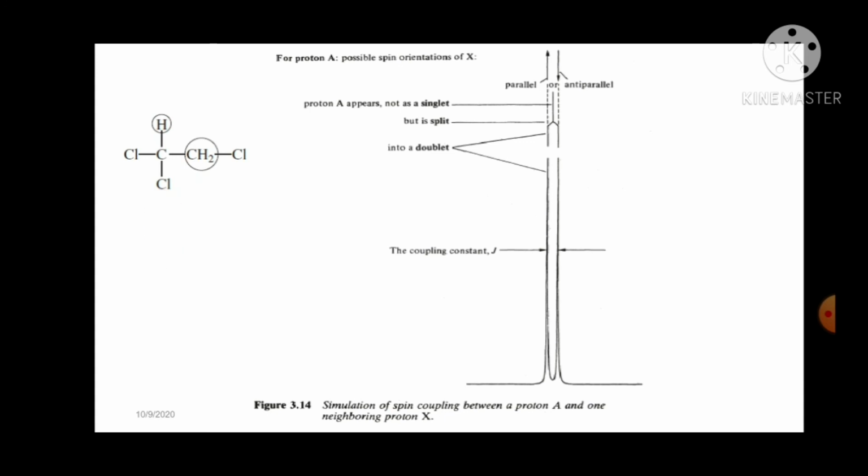Okay, so what is happening here, because of that when it is parallel, it will be parallel to the applied magnetic field. Okay, so they will be de-shielded. If it is anti-parallel to the applied magnetic field, it will be shielded, and it is doing both. So that's why there is no single line, but there will be two lines here which we refer to as a doublet. Okay, so proton A here is appearing as a doublet and not a singlet. Okay, so it is going to split into two lines, and these are the two lines here.